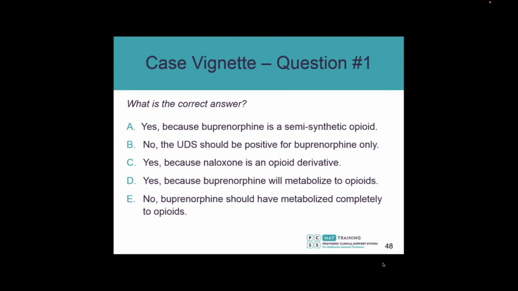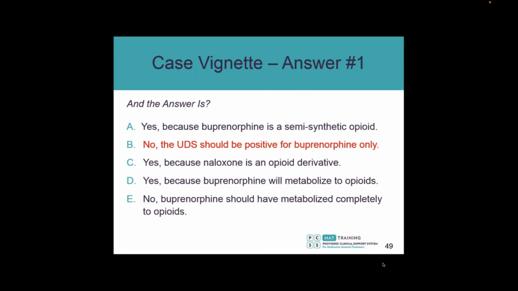here. And the correct answer is no. The UDS should be positive for buprenorphine only. Now, why is that? First of all, buprenorphine is not a semi-synthetic opioid. It's a full synthetic opioid, and so is not detected in the opioid screen. It would require a special test for buprenorphine, which especially in those in a buprenorphine clinic, you should always include as part of your panel.